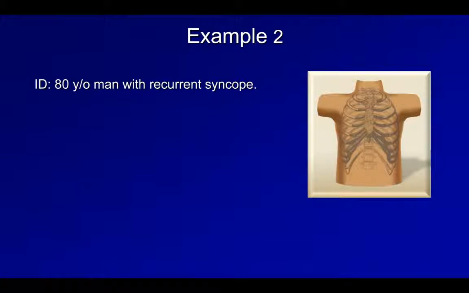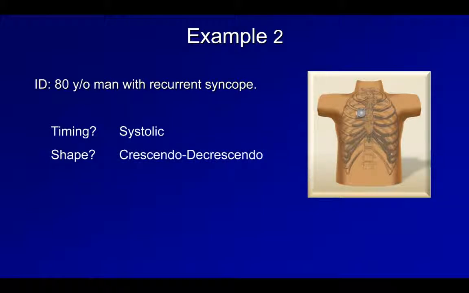Example number 2. An 80-year-old man presents with recurrent syncope. This murmur is best heard with a diaphragm at the second right intercostal space. Let's go through the same set of questions as the last case. So first, what's the timing? Systolic. Now what's the shape? Crescendo-decrescendo. Again, don't be alarmed if you find the shape difficult to identify when you're first starting out.